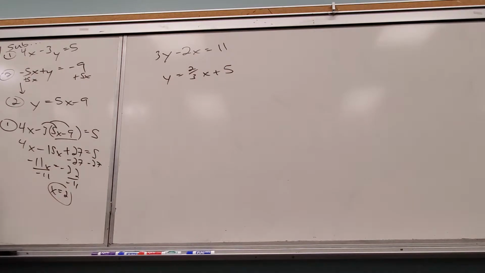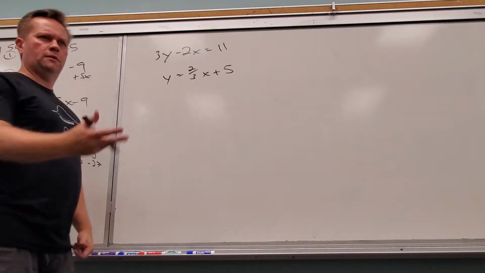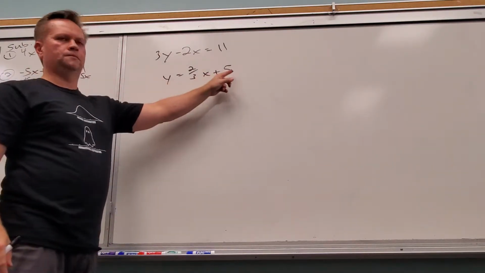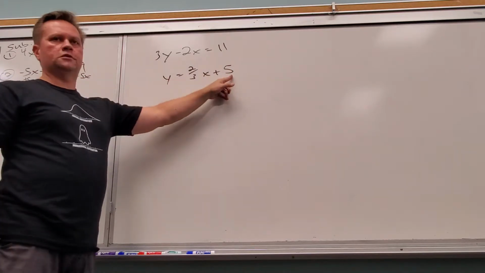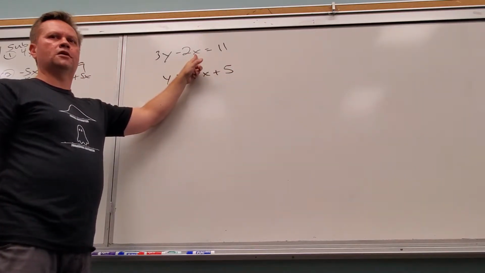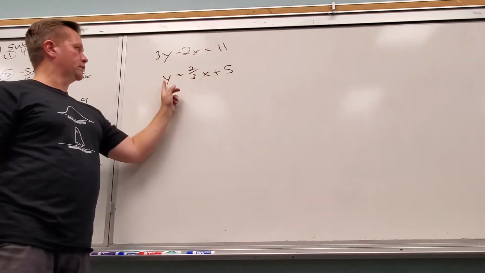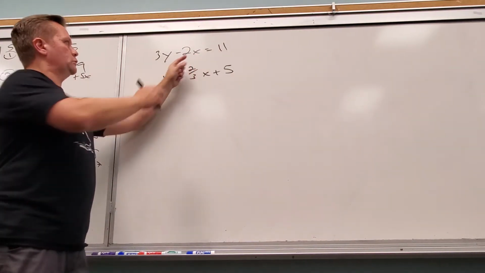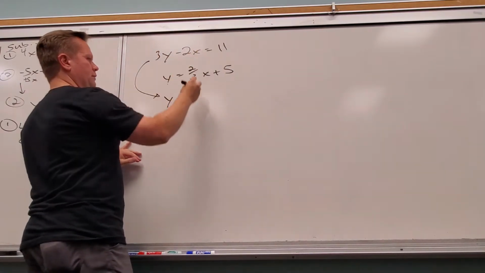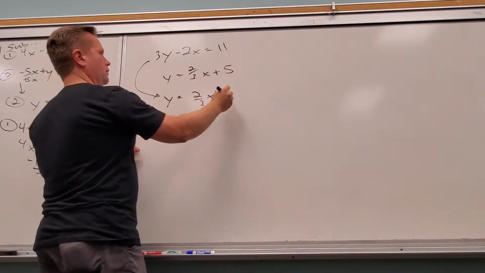Why does the system not have a solution? Well, what would that have to mean? They must be parallel. How can you show that they're parallel? What's this guy's slope? 2/3. How do you get this guy's slope? Solve for y. That's why this one was so easy. So if I solve this one for y, add 2x, divide by 3. Are you guys cool?